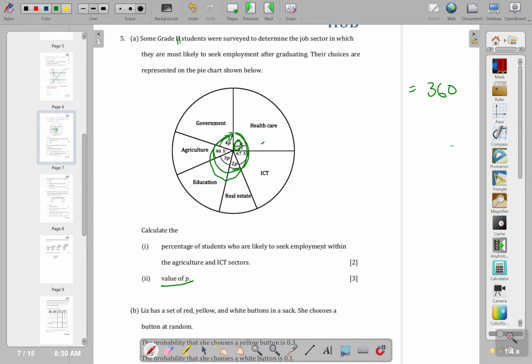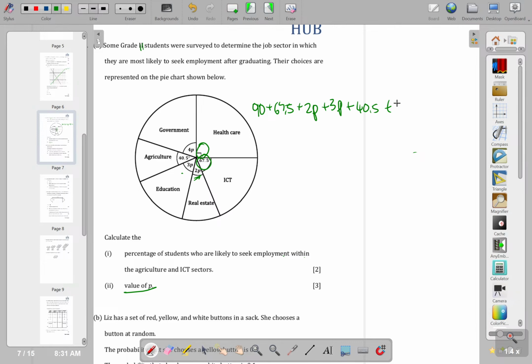So that means if you add this angle with this angle, and you add it to this angle, and this one, it's supposed to sum up to 360 degrees. Stop saying it in words now. Write an equation that results in that. So this angle, which is 90, plus this angle, 67.5, plus this one, 2p, plus this one, 3p, plus this one, 40.5, plus 4p must equal 360 degrees.